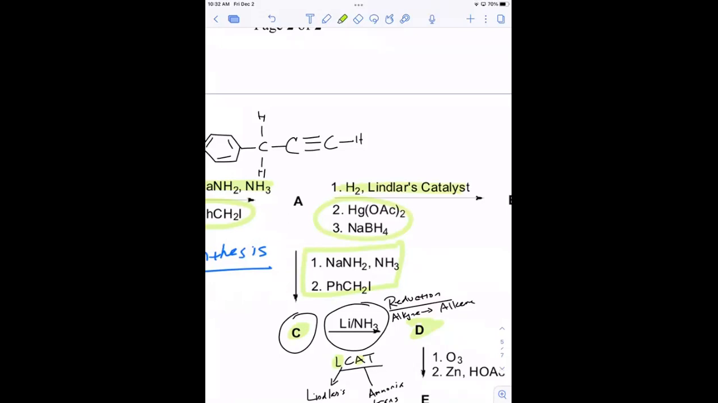Lindlar's catalyst. Would it break the triple bond? Yeah, it is gonna break the triple bond in a second. But it's gonna turn the triple bond into a double bond, is that right? Yes, so to an alkene. Yes, it's gonna take it to an alkene.